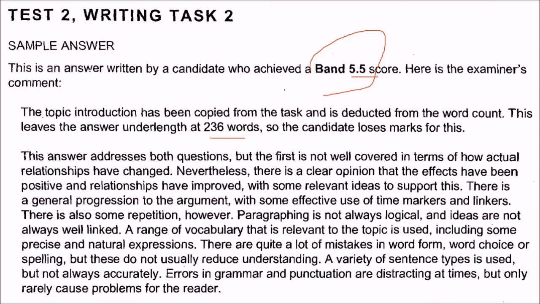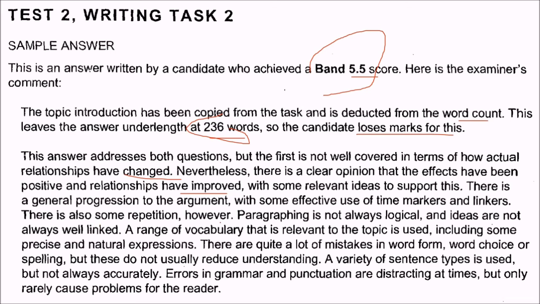So now let us see what examiners has to comment on. The topic introduction has been copied from the task and deducted from the word count. This leaves the answer under length at 236 words, so the candidate loses marks for this. This answer addresses both questions, but the first is not well covered in terms of how actual relationships have changed. Nevertheless, there is a clear opinion that effects have been positive and relationships have improved, with some relevant ideas to support this. There is a general progression in the argument with some effective use of time markers and linkers.